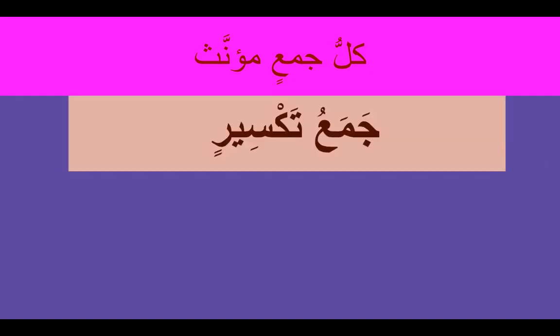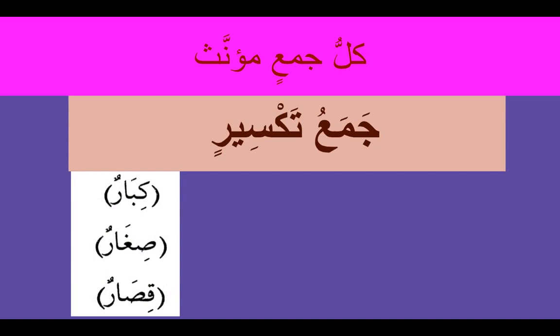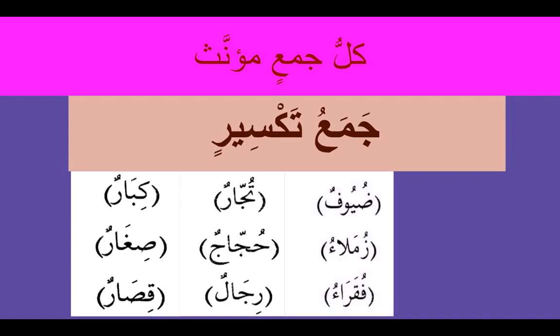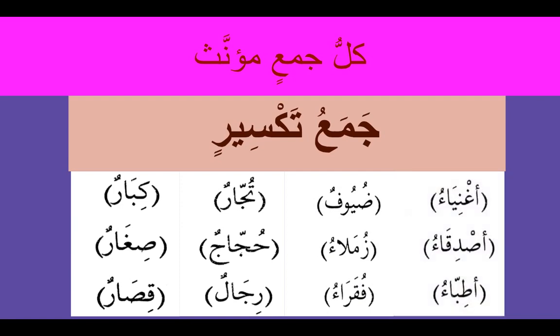We did some jam'u taksir examples like kibarun, sigarun, qisarun, tujjar. The different patterns here: fi'alun, fu'alun, fu'ulun, duyufun, zumala'u, fuqara'u, fu'ala'u, atibba'u. These are the different patterns we get in jam'u taksir.